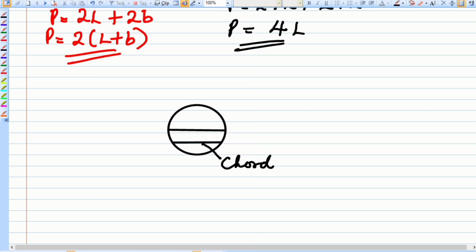A chord that goes through the center of the circle is called a diameter. So let me specify the center. Let's say that this is the center of the circle. This line that goes from one end of the circle to another, passing through the center, is called the diameter of the circle. So you can say that the diameter is a chord that goes through the center of the circle.